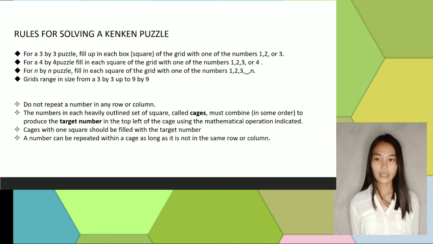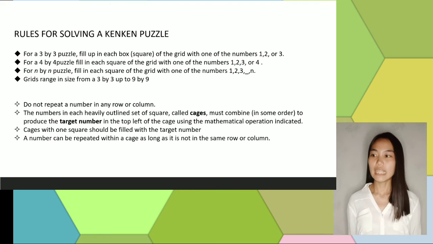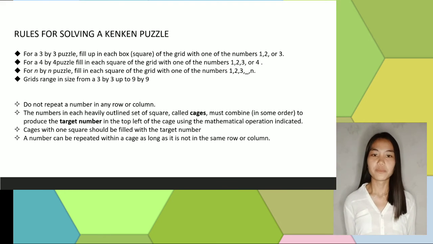Cages with one square should be filled with the target number. A number can be repeated within a cage as long as it is not in the same row.